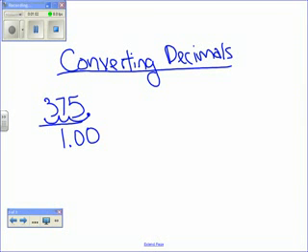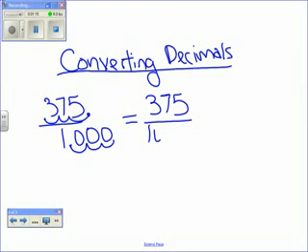So I'm going to add 1.00, and I'm going to move it 3 places. So now we have the fraction 375 over 1,000. Now I need to reduce this. And I have no idea what the greatest common factor of 375 and 1,000 is. I'm a smart teacher, but I'm not that smart. But I know that 375 ends in a 5, and 1,000 ends in a 0, so I know they're both divisible by 5. So that's what I'm going to start out with.